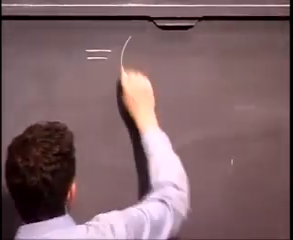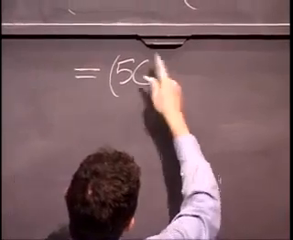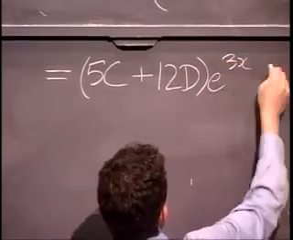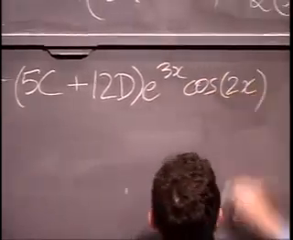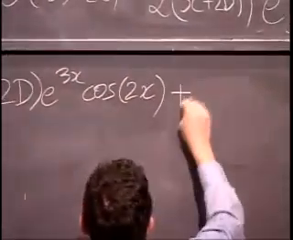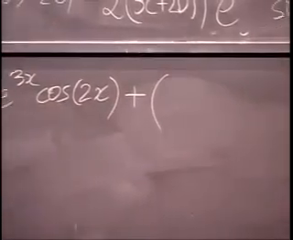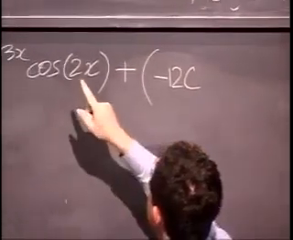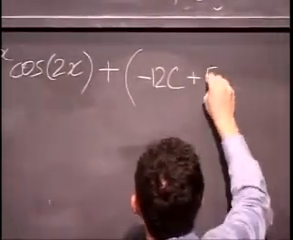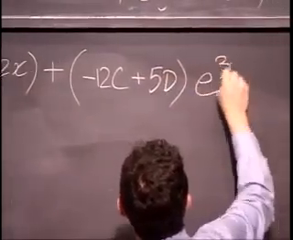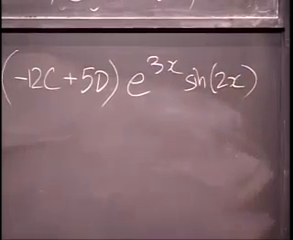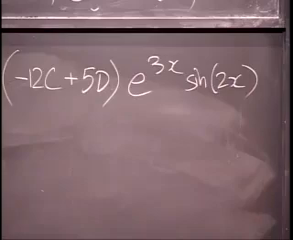3c, so you're going to get 5c plus 12d e to the 3x cosine 2x plus, gee, I hope I didn't make a mistake doing this fancy schmancy method, minus 12c, and how many d's do I have? 9 minus 4, plus 5d e to the 3x sine 2x. Okay, so if everything has gone correctly, then I have finally written down the first derivative, the second derivative, as well as the original function.